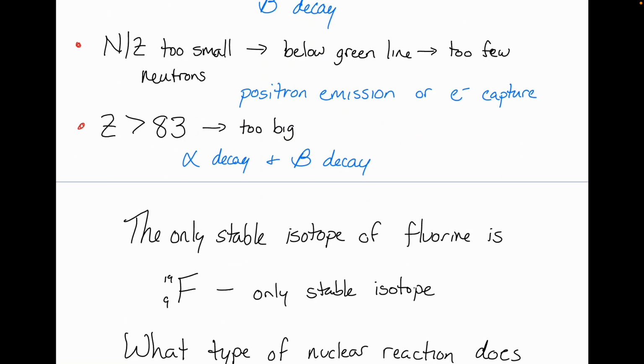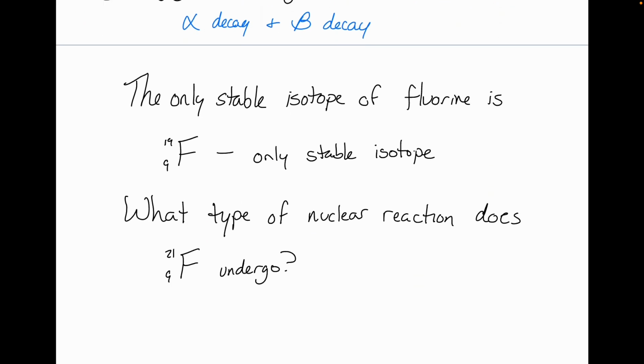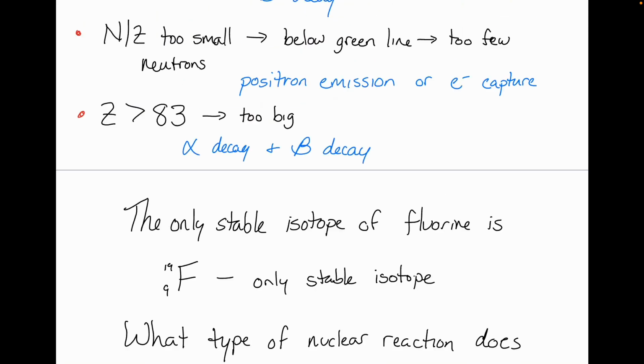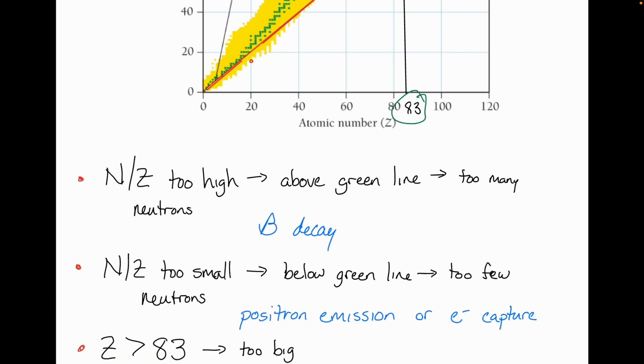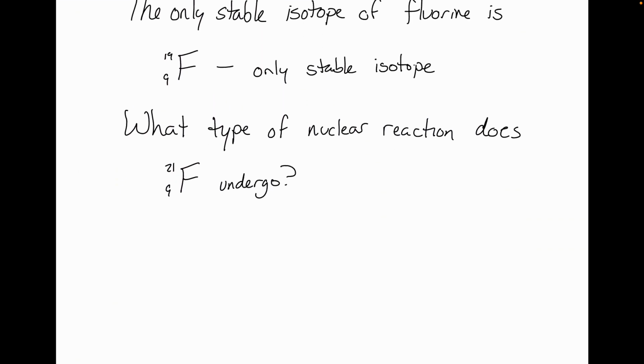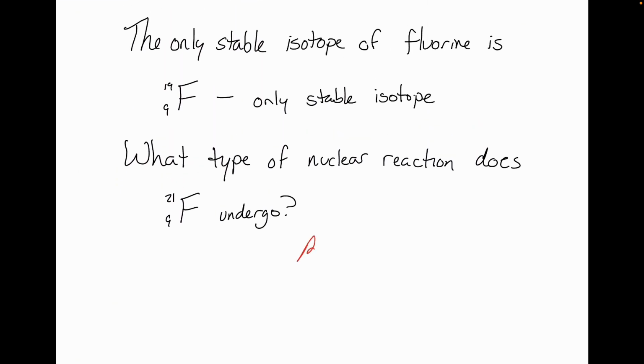Okay. My mass number is 21, so I'm going up in my number of neutrons, right? So that would represent a dot sitting above this green line right here, or what we would say is our N over Z is too high. So this would undergo beta decay, right? N over Z too high.